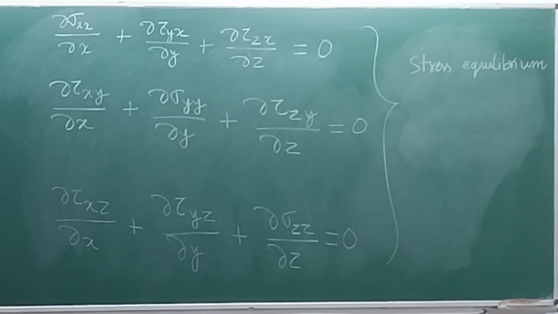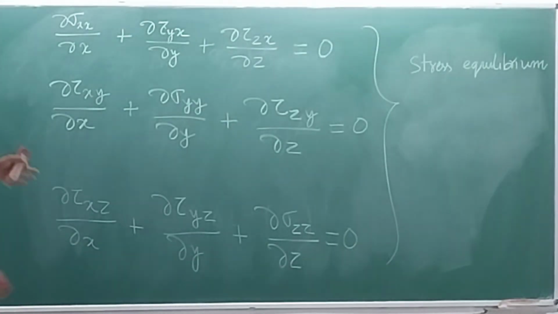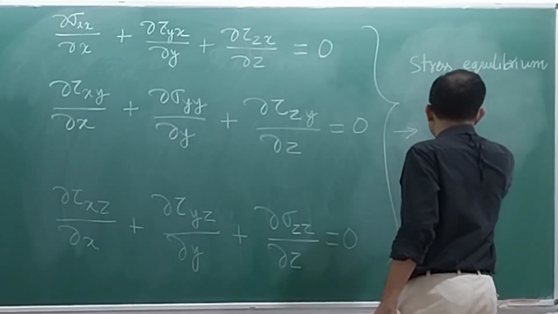We seem not to have even started with thick walled pressure vessels, but the heart and soul of that we have already done. In order to make our life easier, because we are so familiar with the XYZ coordinate system, we dealt with the XYZ coordinate system. But whatever we have obtained, the stress equilibrium equations, in a more compact form is nothing but divergence of sigma equal to 0.